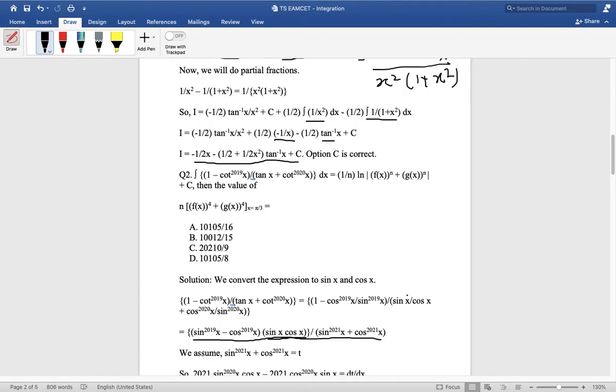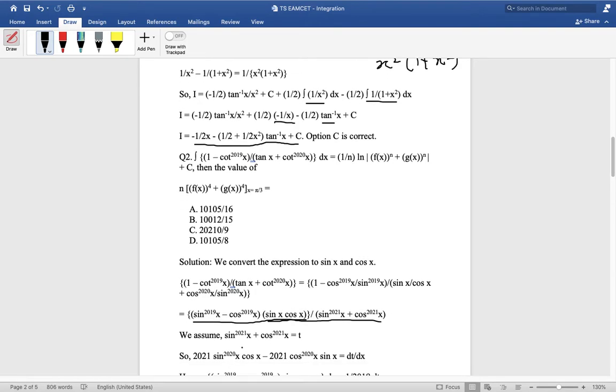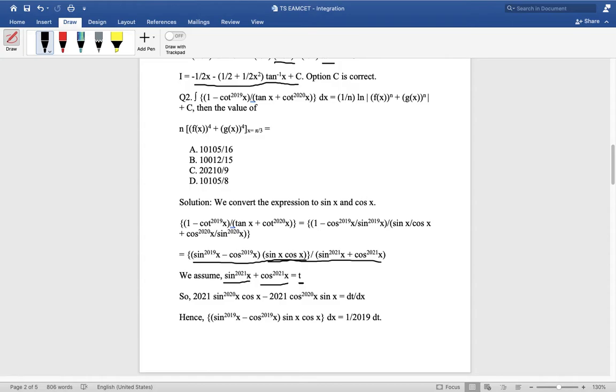Now comes the real problem. How do I proceed forward from this? If I just assume sine raised to the power 2021x plus cos raised to the power 2021x equals t, what will be dt? Or if I take the differential with respect to x on both sides, what will I get?